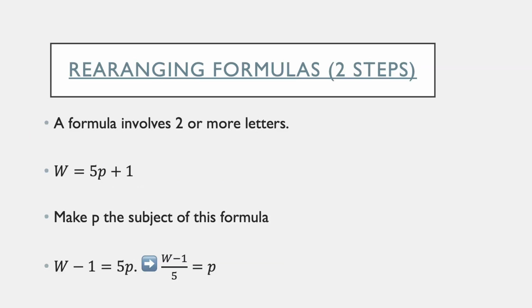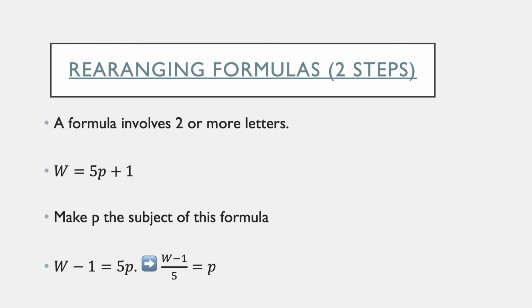Right, guys, last part here, rearranging formulae. It's 2 steps, and it's just one example. A formula contains 2 or more letters. So I've got w is equal to 5p plus 1. It says make p the subject of the formula. What that means is I want p is equal to something, so I want p on its own.